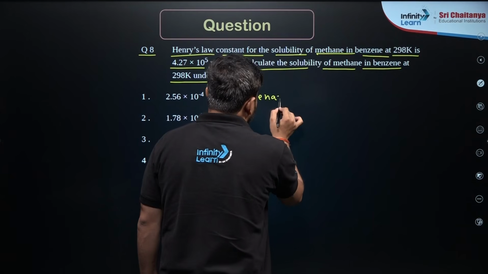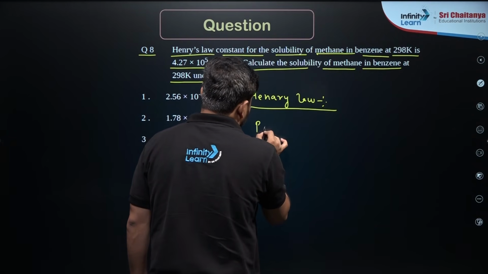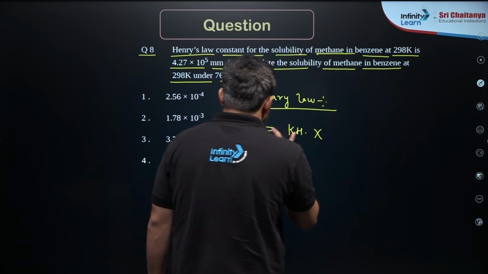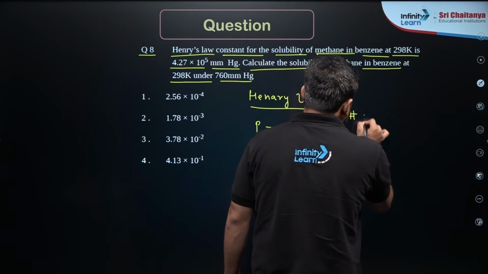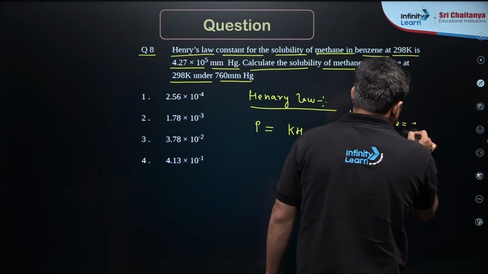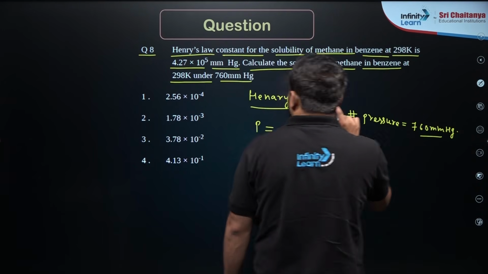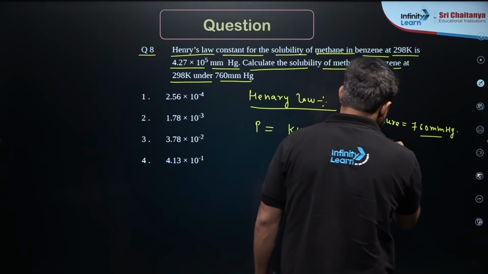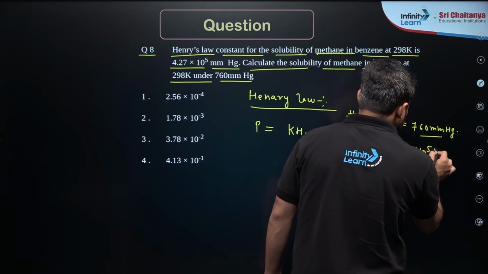If we are going to apply the Henry law, firstly we have to write P, the partial pressure, equal to Kh, the Henry constant, into the mole fraction. So here, how much is the partial pressure given? The pressure given here is 760 mmHg. And now if I write Kh, the Henry constant, how much is given? 4.27 into 10 to the power 5 mmHg.